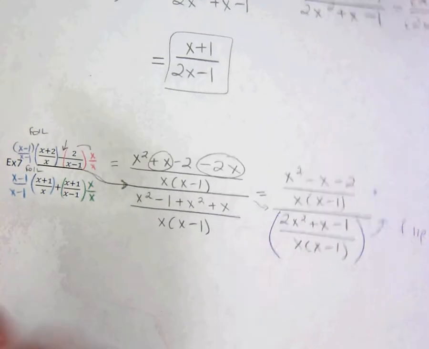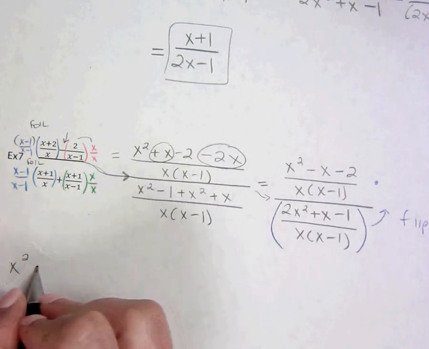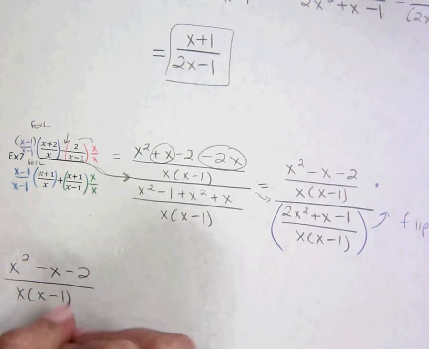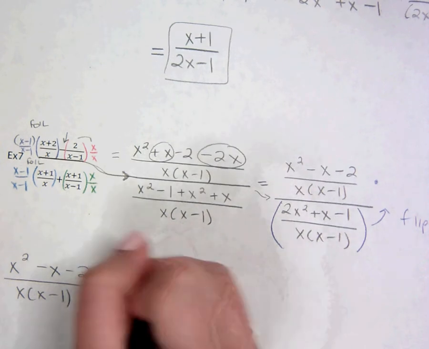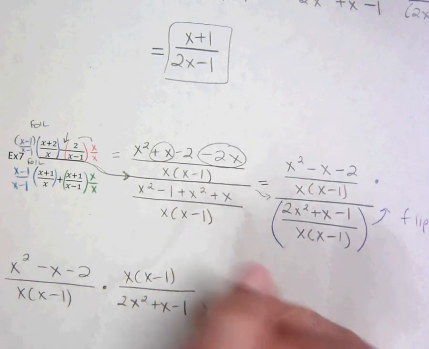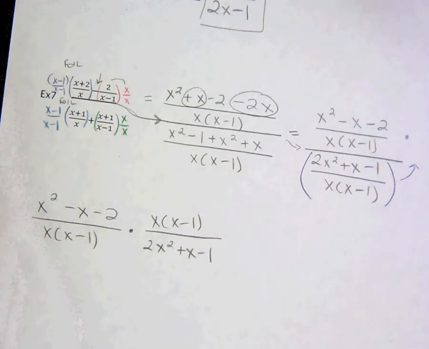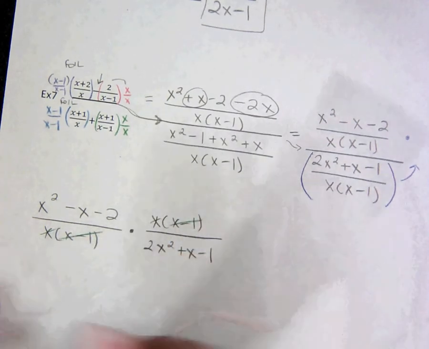So coming down here, that's going to give me x squared minus x minus 2 over x times x minus 1 times x minus 1 over 2x squared plus x minus 1. I know that's a mouthful. Hopefully you can see all of that more than hear me say it all. And then the x's divide off, the x minus 1's divide off.